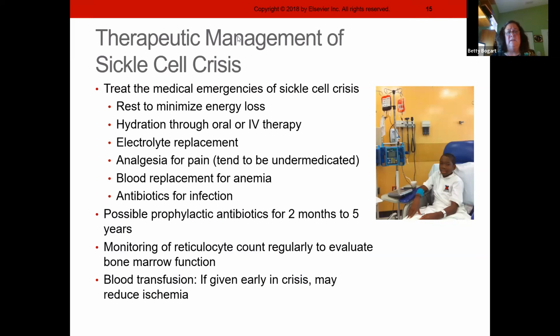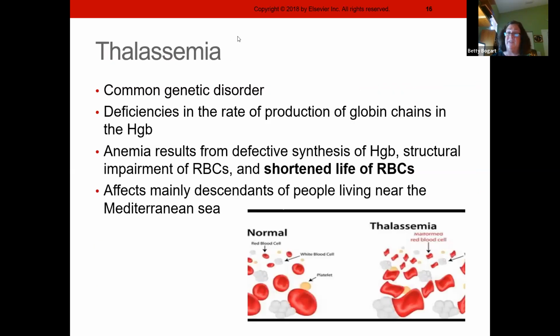The one thing I didn't go over is monitoring of the retic counts, to evaluate bone marrow function. Because when an infant is born, they don't make their own red blood cells. They don't. It takes about 3 to 6 months for them to start making their own. That's why I told you about an infant at 6 months having a hemoglobin and hematocrit of 10 and 30. It's not uncommon because they're not making cells yet. So if we start monitoring the retic count, we can see how quickly that body is working for itself. And as I said, blood transfusions are there just to make sure we get oxygen to the body.